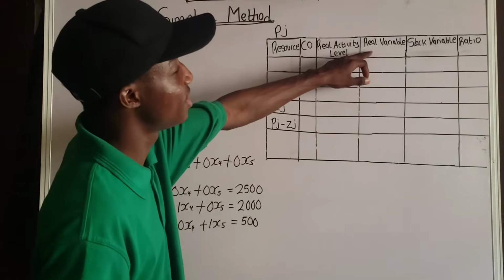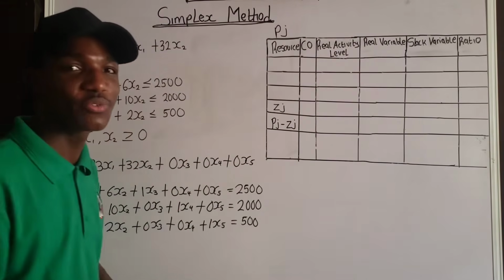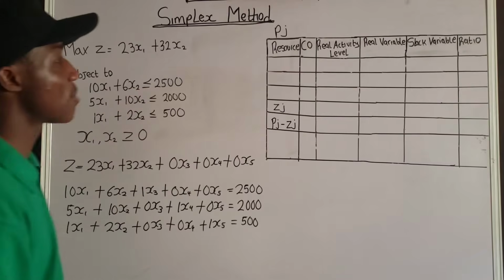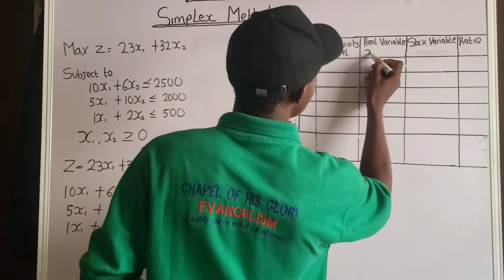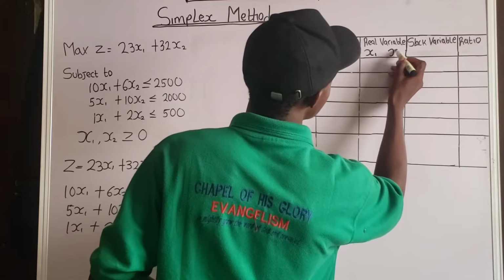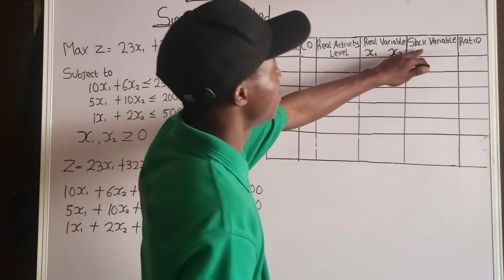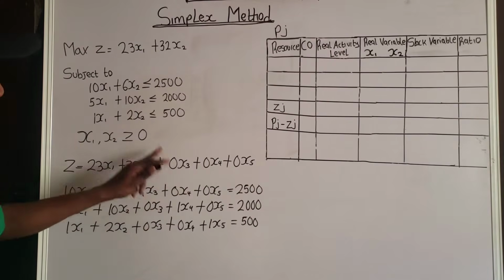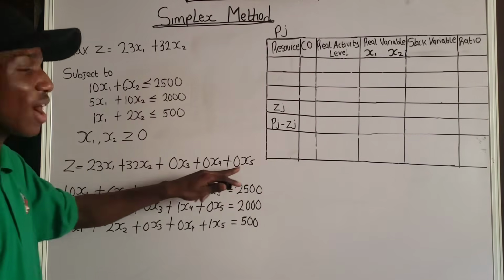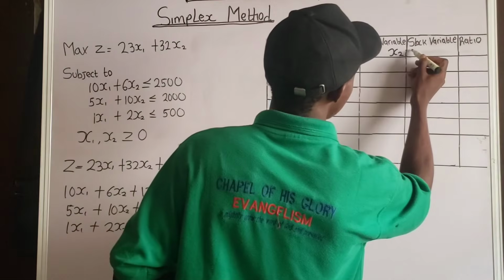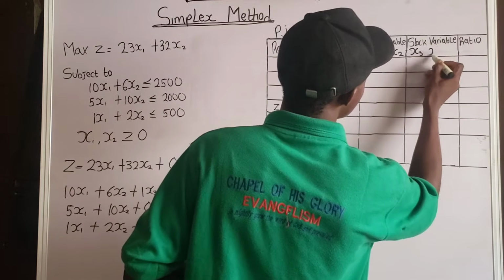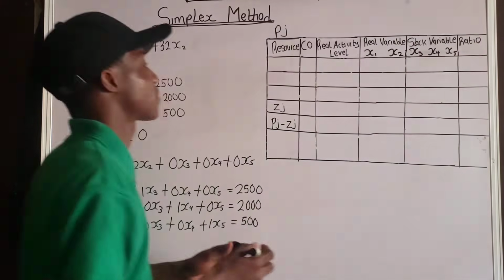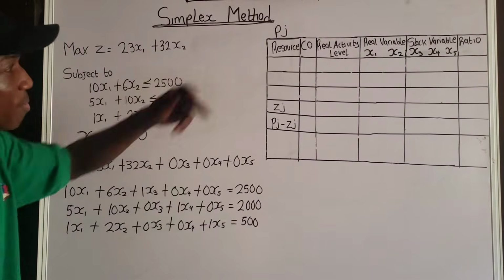Don't forget that the real variables given in the question are x1 and x2. So I'm going to write x1, and this will be x2. The slack variables are the variables that we introduce, so that will be x3, x4, and x5. So let's come back to the resource column.